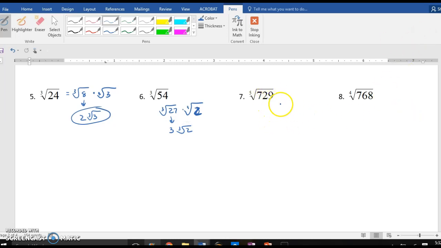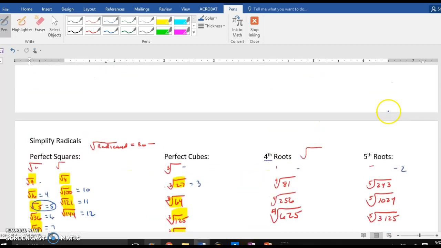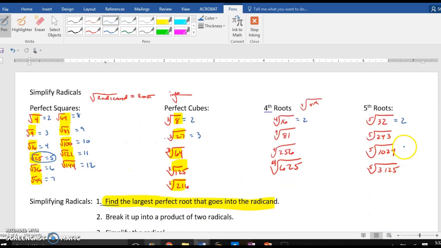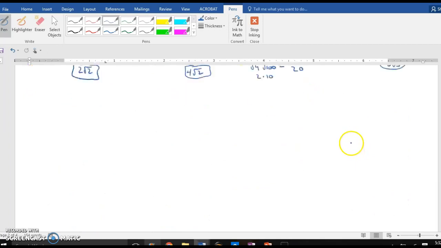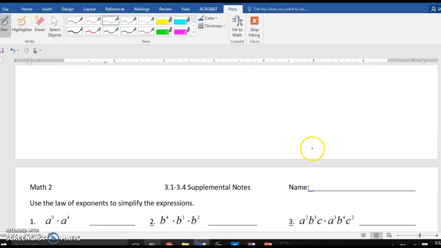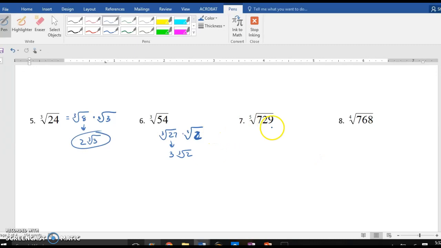Now, 729, when I go up to that list, I'm looking at the fifth roots now, right? What's the only one that looks like it'll go into it? All right, and I will say it's 243, okay? So 243 is the largest perfect fifth power. So the fifth root of 243 times the fifth root of 3, so that's going to be 3 times the fifth root of 3.